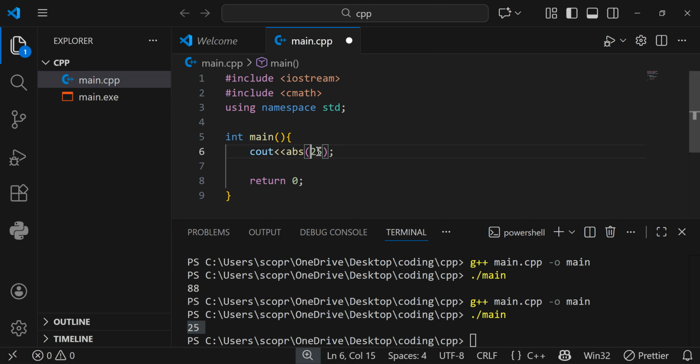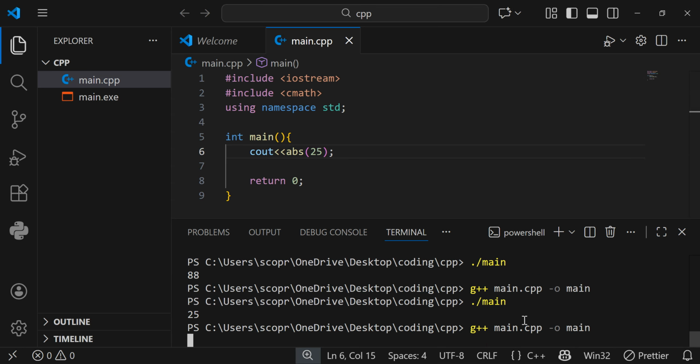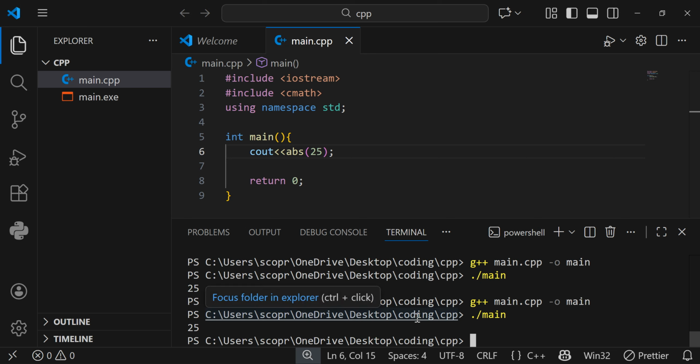What if we provide 25 without the negative? Let us take a look at what we are going to get. We are going to get 25 as well. So the abs function, or the absolute value function, returns the positive version of a number. Even though negative 25 is negative, abs removes the minus sign, and the output we get is 25.